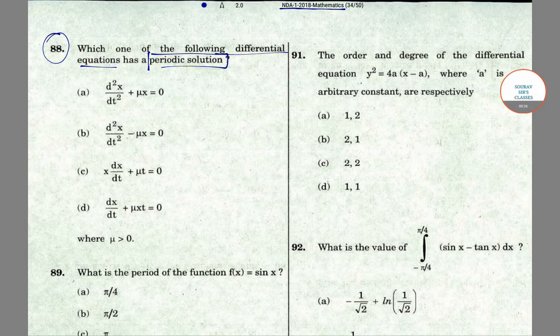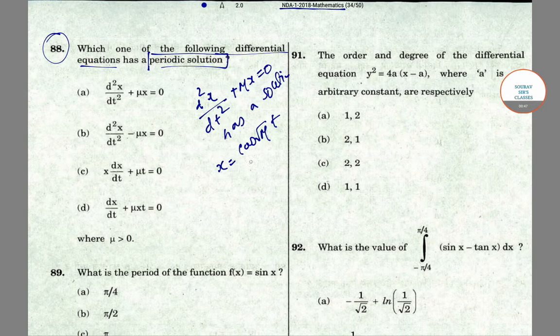So we know d²x/dt² plus mu x equals 0 has a periodic solution. Because why? Because if you take x equals cos mu t, this is periodic. So as this is periodic, we can state that this has a periodic solution. So for question number 88, the right answer would be option A.